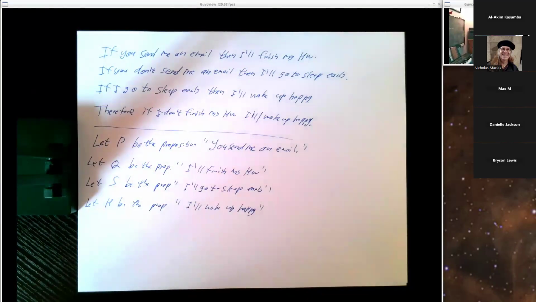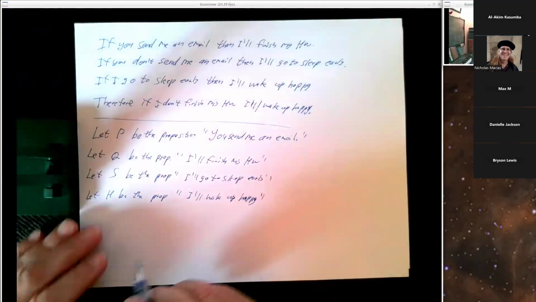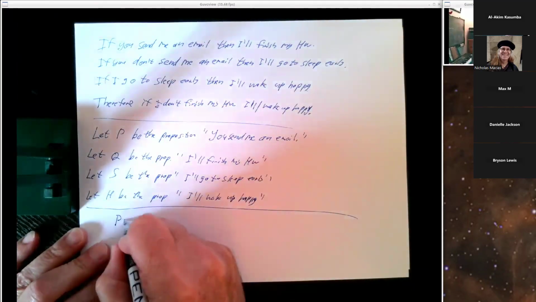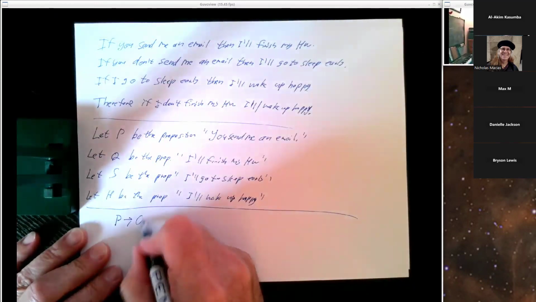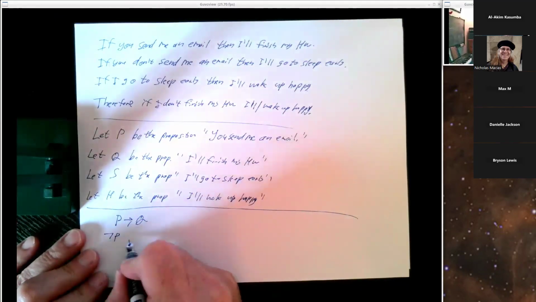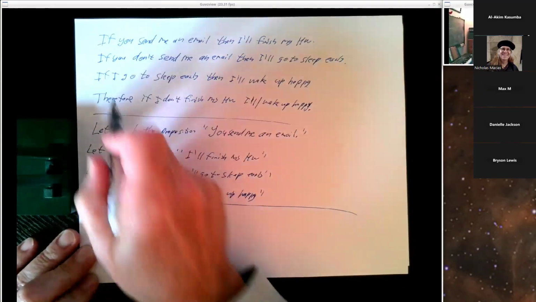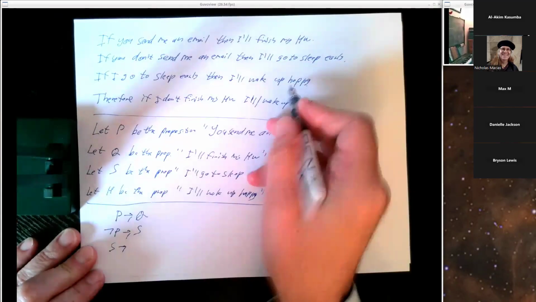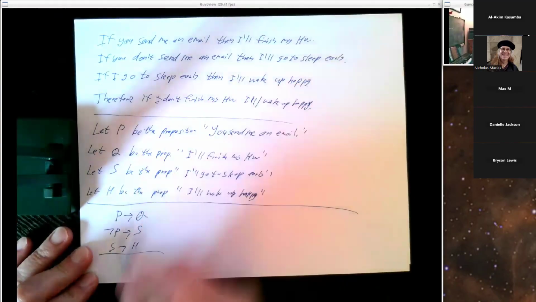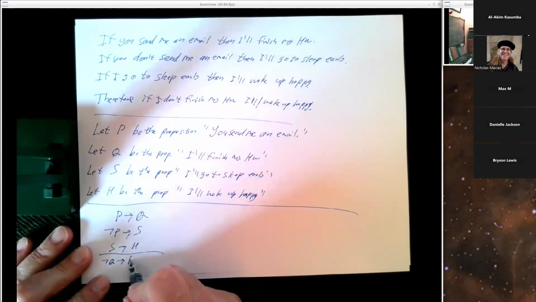Those are good building blocks. So we can restate these now using these propositional variables. If you send me an email, then I'll finish my homework. That's P implies Q. If you don't send me an email, that's not P, then I'll go to sleep early. That's S. If I go to sleep early, that's S, then I'll wake up happy. That's H. And the conclusion is if I don't finish my homework, so not Q, then I wake up happy.